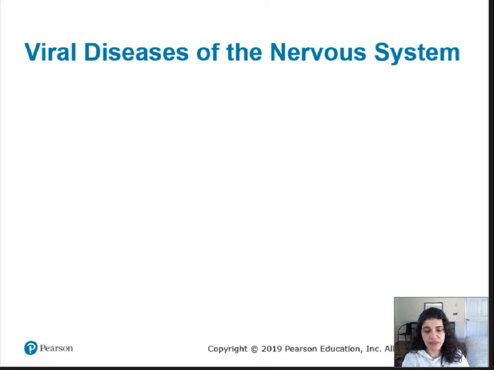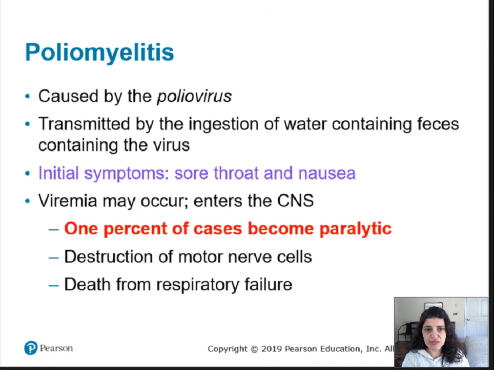Okay, more sad things for you here. So now we're going to talk about the viral diseases of the nervous system. So one of the diseases is polio or poliomyelitis, caused by poliovirus. It's transmitted by the ingestion of water containing feces that contains the virus. It's also transmitted by person-to-person contact.